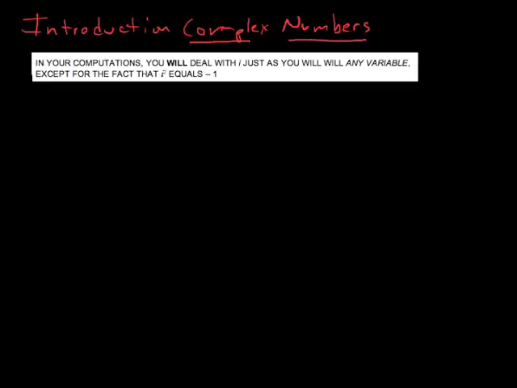So I've put this note in here. In your computations, you will deal with i just as you will with any variable, except for the fact that i squared equals -1. So what does that mean?